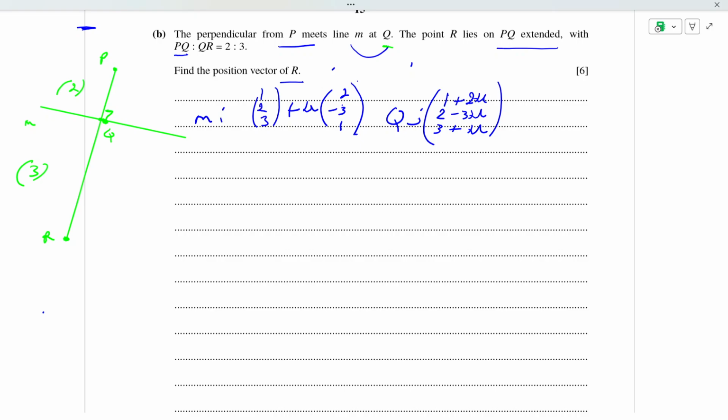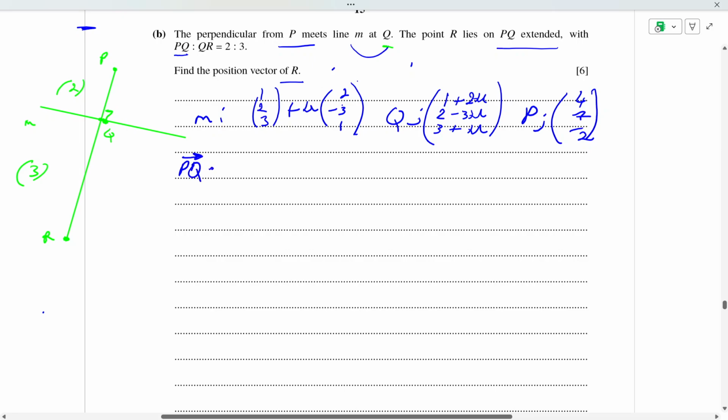We also know that point P is equal to (4, 7, -2). We know that the dot product of the direction PQ and the direction of the line would be equal to 0, since they are perpendicular. As you can see on the graph, they are perpendicular, and we know that the scalar product, or the dot product, would be equal to 0. So we will use that fact to find the value of mu when this condition is fulfilled.